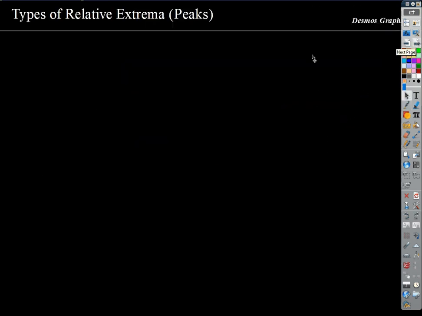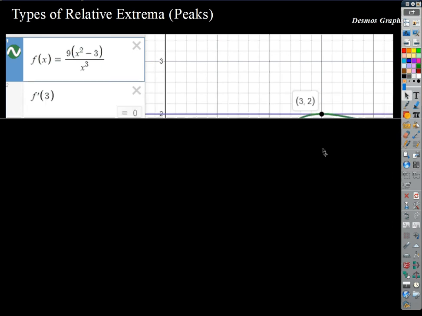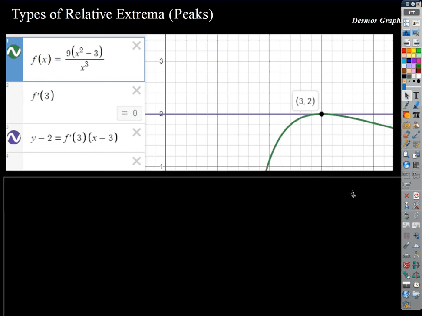So, types of relative extrema. So we could get something like, if we look, for example, at this function. Okay, we've got this function, f of x equals that. I'm not going to say it, you can read it, right? That function, we can see from the graph that this function has a relative maximum at (3, 2). How come? Well, because that's a place where the derivative is equal to 0, right?